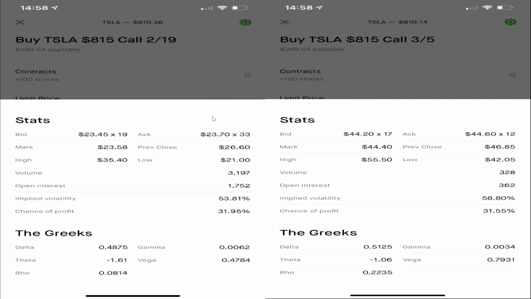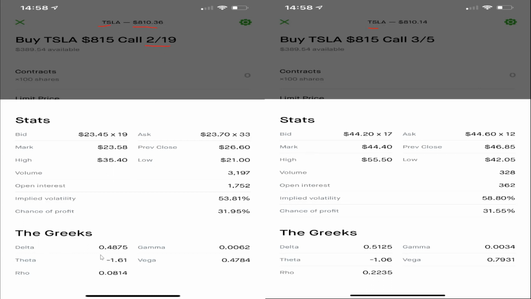For this example, I'm going to be using my big, deep, stretched out Robinhood. All right, you can see that these are earlier in February. This is Tesla. If you look at the top, you'll see these are Tesla contracts. And the current underlying price of Tesla was $810.36. So on the left, we could see that we have a 219 contract here, expiration of February 19th.